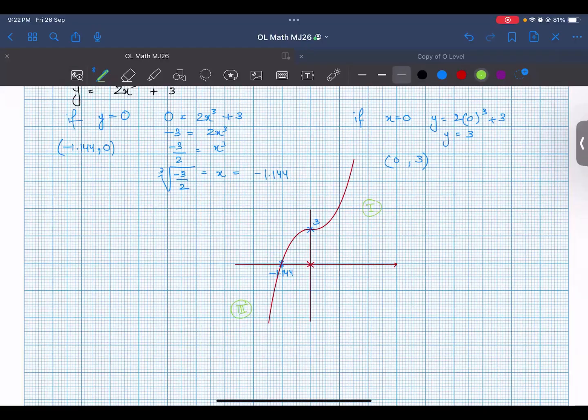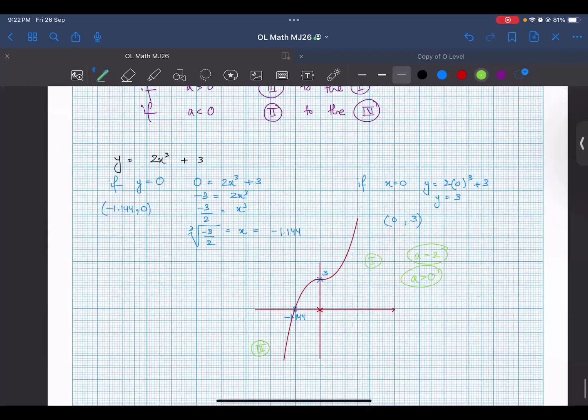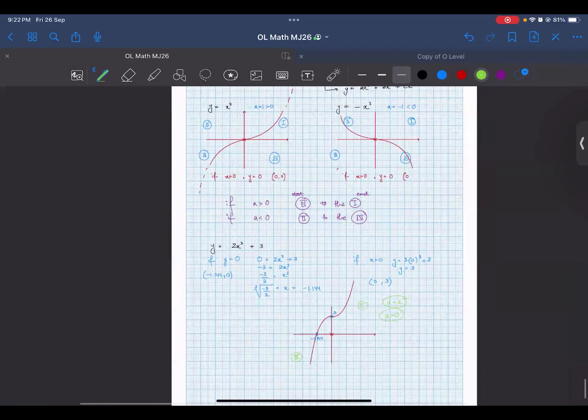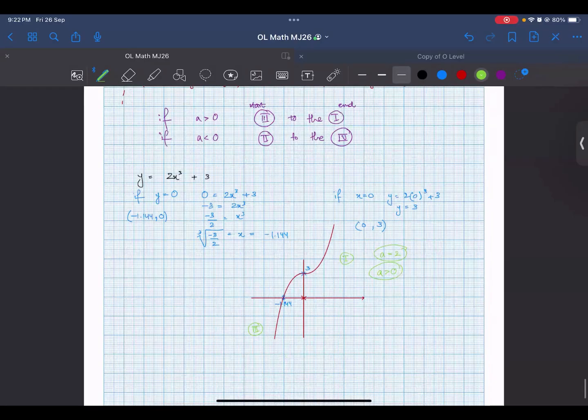Why? Because your A is positive. Your A is 2, positive. So that's why it is going from the third to the first quadrant. And look at the shape. The shape is similar to y is equal to x cube. Okay, this is a good example.